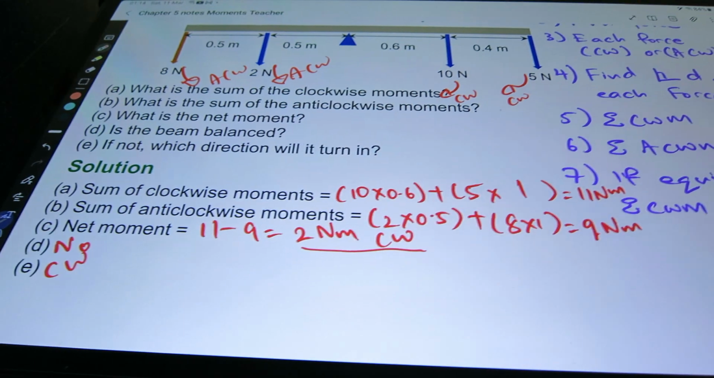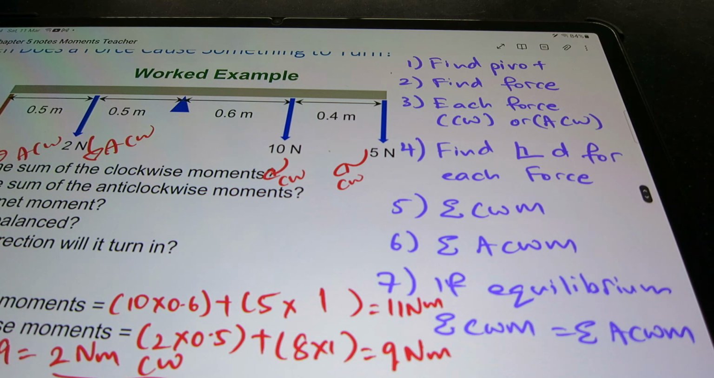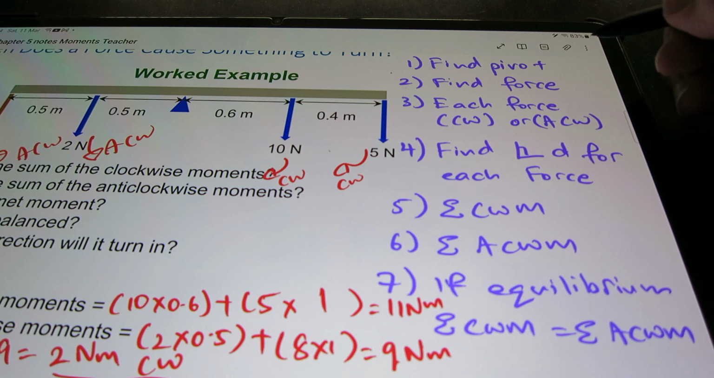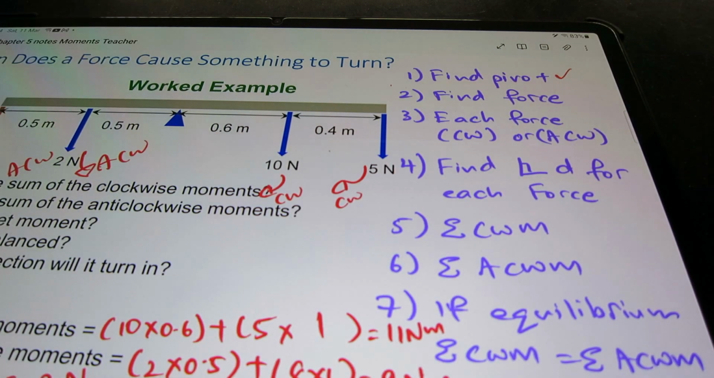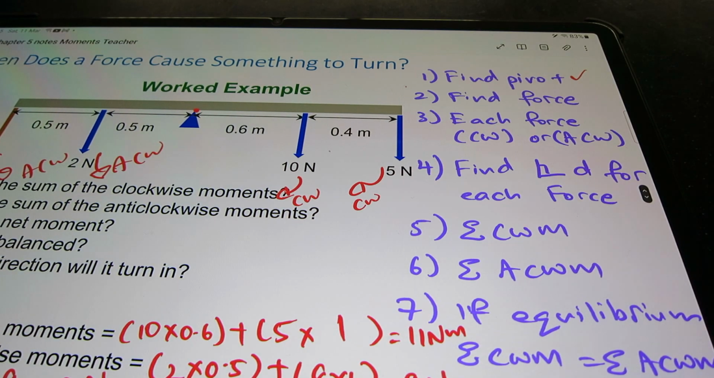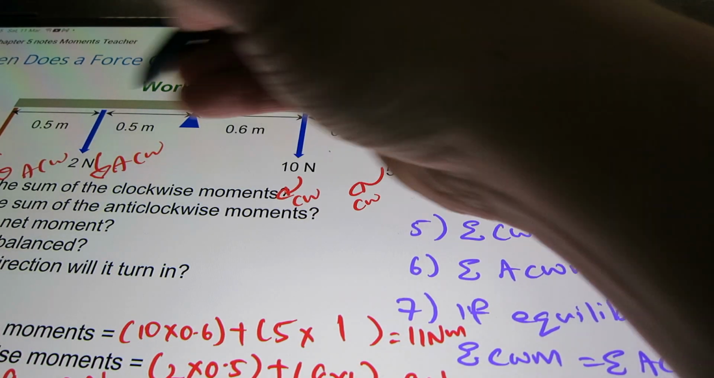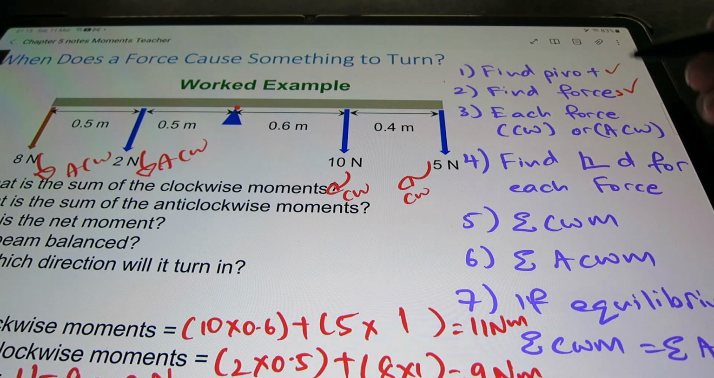Alright, here are a few steps that may be useful to you. If it's a principle of moments question, it is useful to first find the pivot. Step 1: I identify the pivot. Yes, I have identified the pivot. Step 2: find all the forces that are acting. I identified force 1, force 2, force 3, force 4. Once I've identified all the forces, find out the action of each force, whether it will cause a clockwise or anti-clockwise moment.